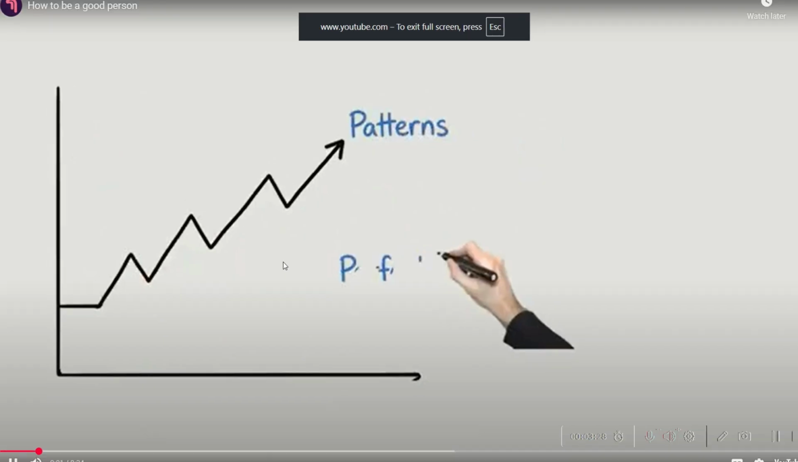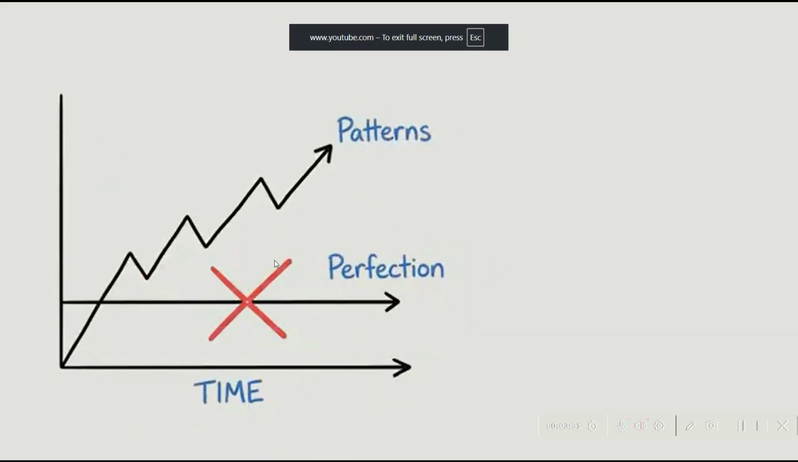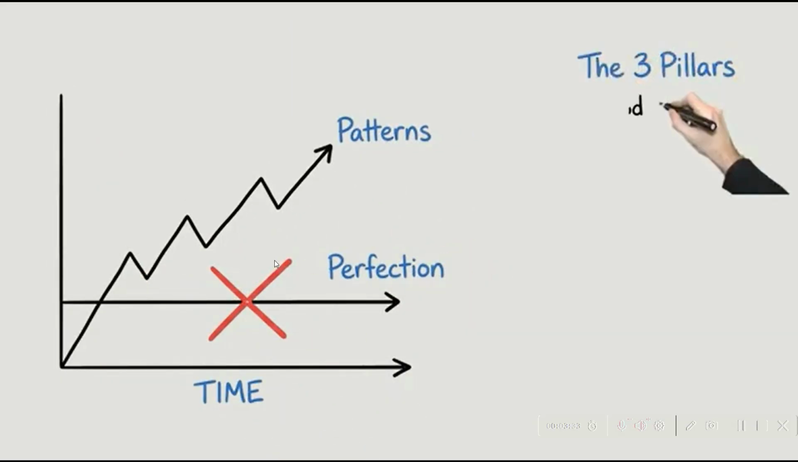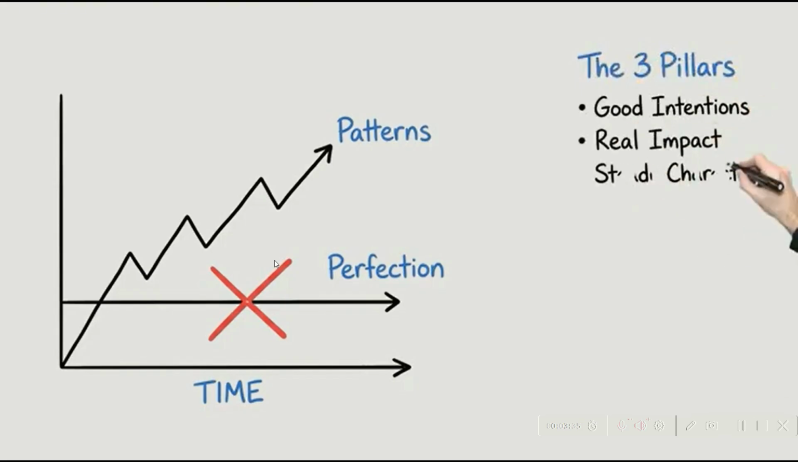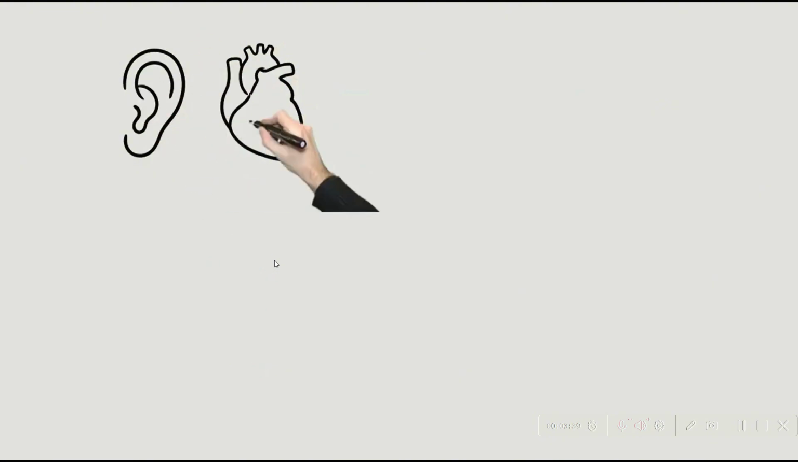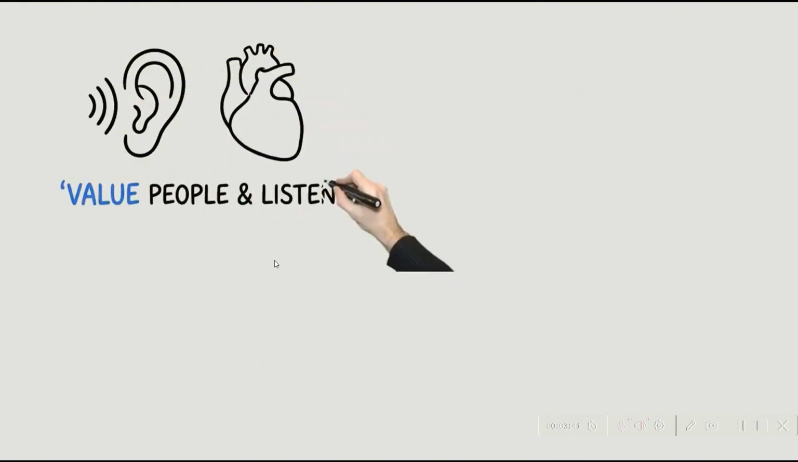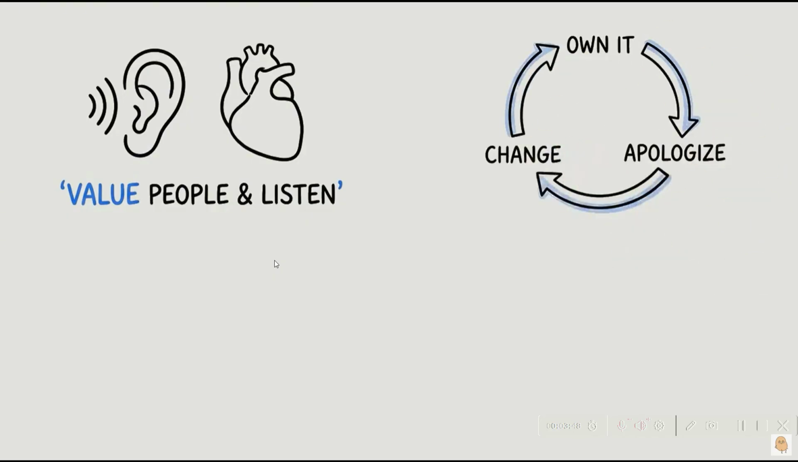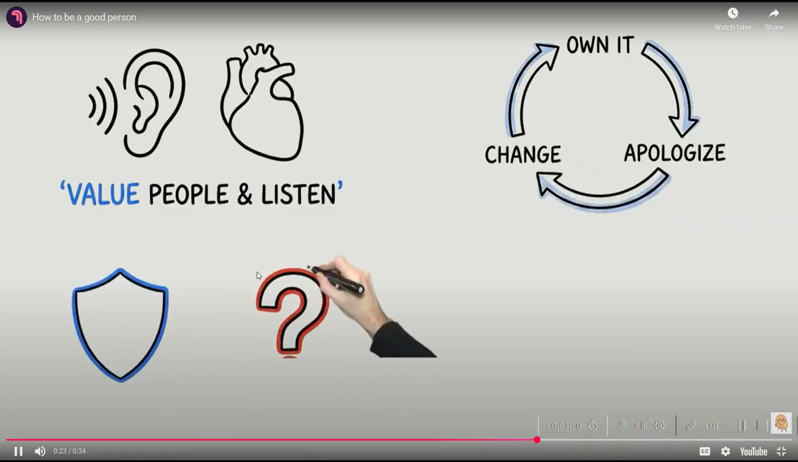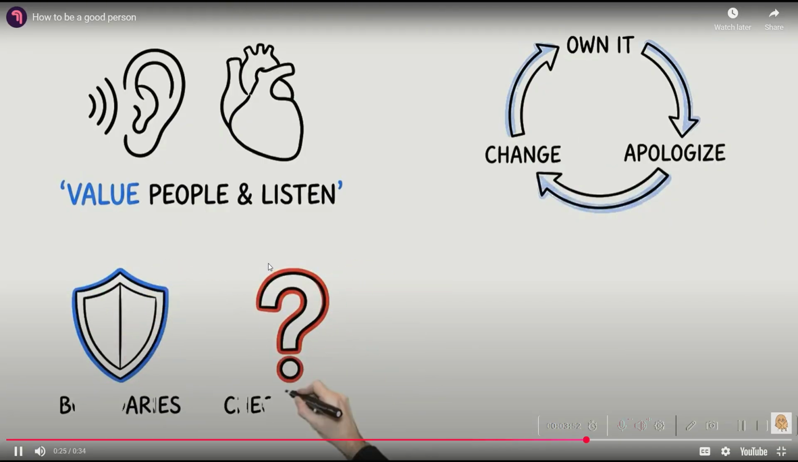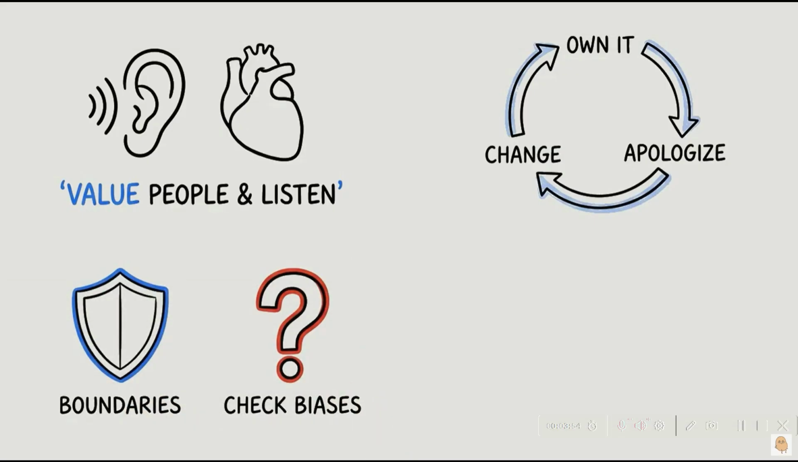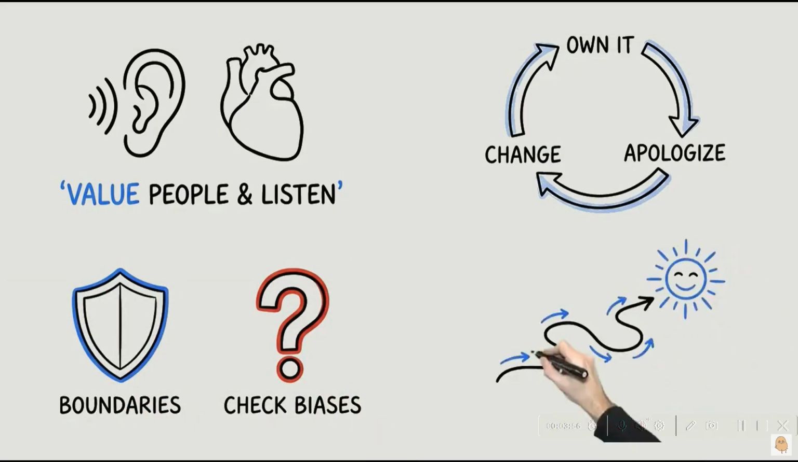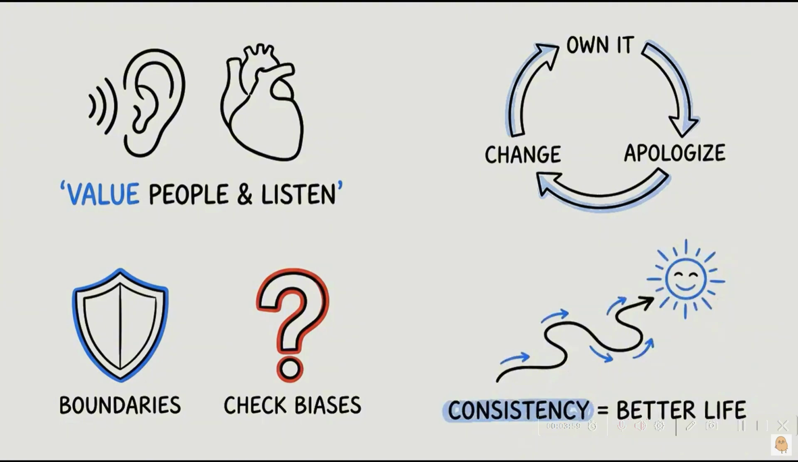Being a good person isn't about perfection, it's about patterns. Aim for 3 things: good intentions, real impact, and steady character. Treat people as valuable, even when it's inconvenient. Listen before reacting, keep small promises. When you cause harm, own it, apologize clearly, and change behavior. Be kind, but keep boundaries. Question your biases. Under pressure, choose the least harmful option. Do this consistently, and your presence will make life better.